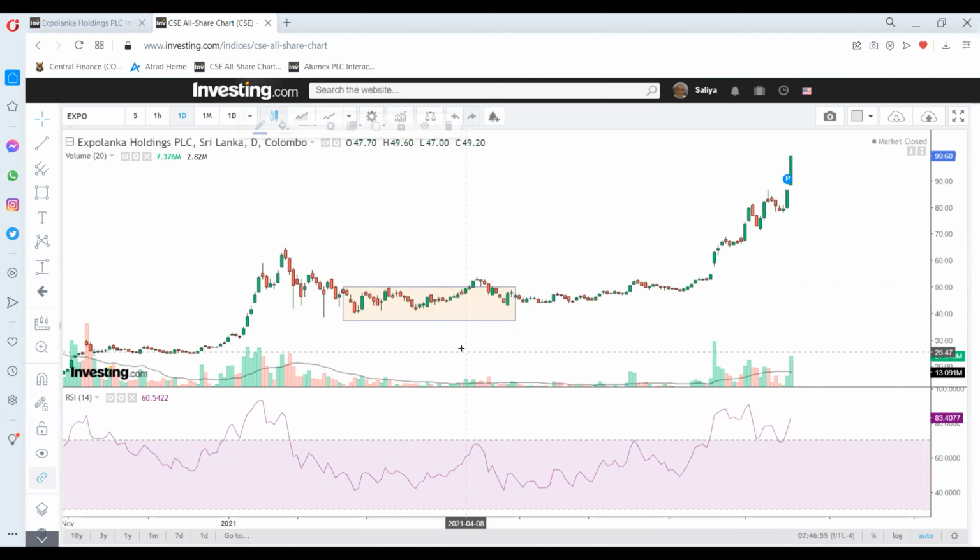Neckline was broken here, went up, came down, but failed to hold, came back again. So in other words, what it means is that you don't see any W or rather double bottom formations in the Expo Lanka price action, right? In the Expo Lanka price action, you don't see that. That doesn't mean that the double bottom was a failure.